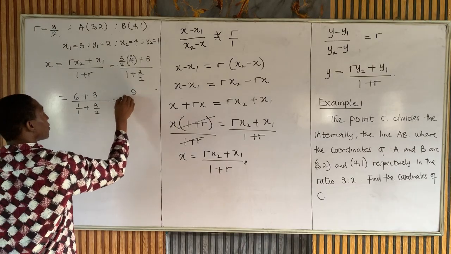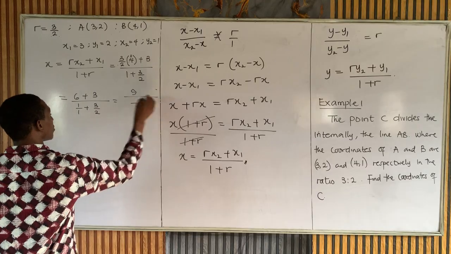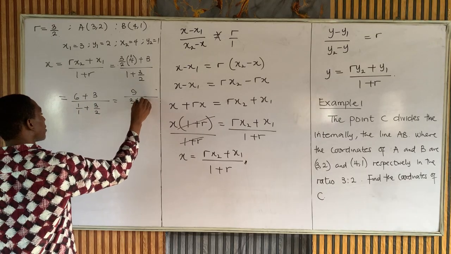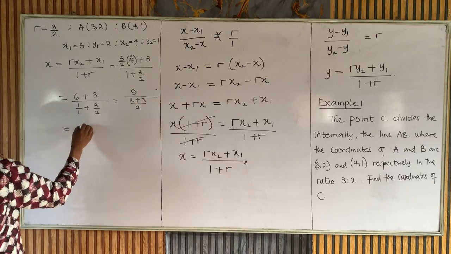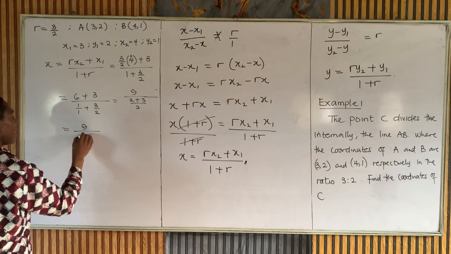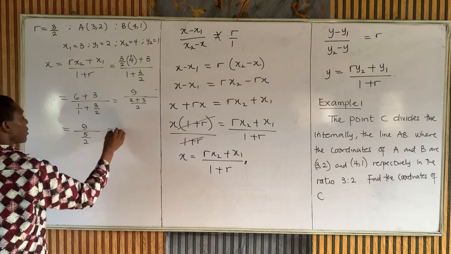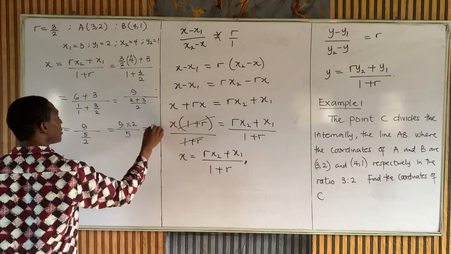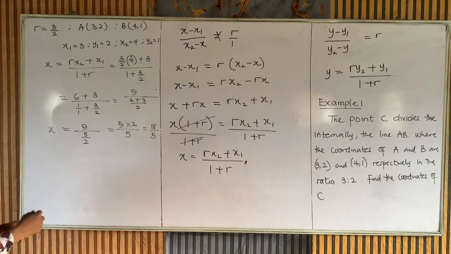This is 9 over the LCM, which is 2. 1 in 2, 2 times 1, that's 2. Plus 2 in 2, 1 times 3, that's 3. So this will give us 9 over 5 over 2. These 2 will just cancel to give us 9 times 2 over 5. And that's 18 over 5. That's the coordinate of our x. Now let's get the coordinate of our y.